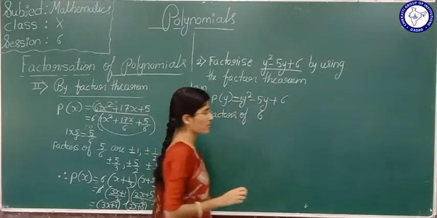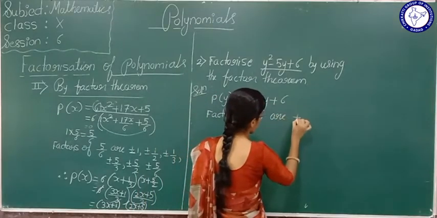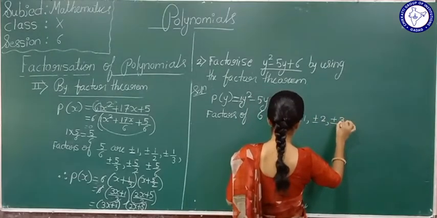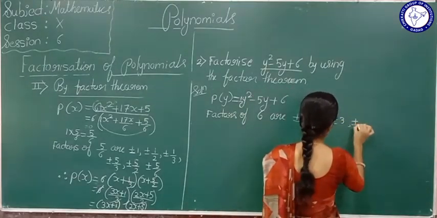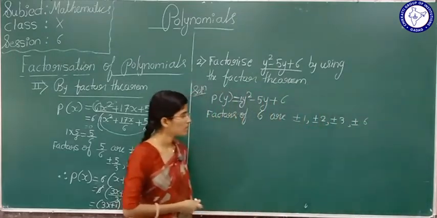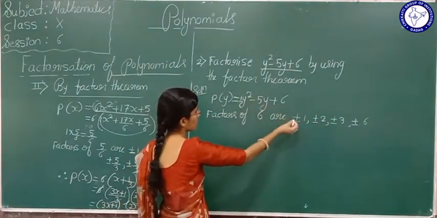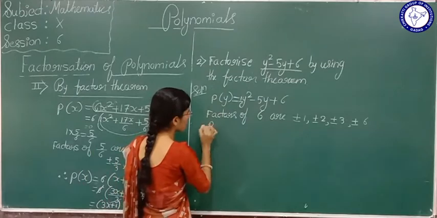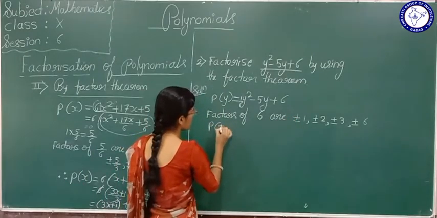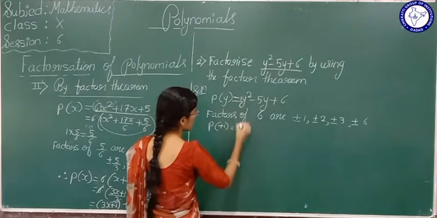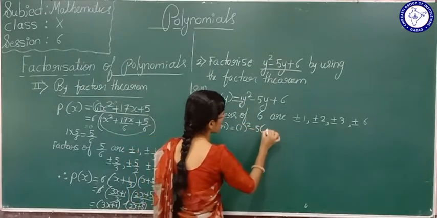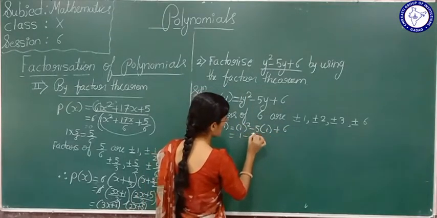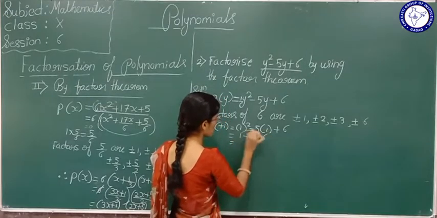What are the factors of 6? Factors of 6 are plus or minus 1, plus or minus 2, plus or minus 3, yes or no? Plus or minus 6. Okay, now see here, one by one you go on putting the values. First I will put plus 1. If I put plus 1, what will happen? 1 square minus 5 of 1 plus 6. 1 ones are 1, minus 5 ones are 5, plus 6. 6 plus 1 is 7.